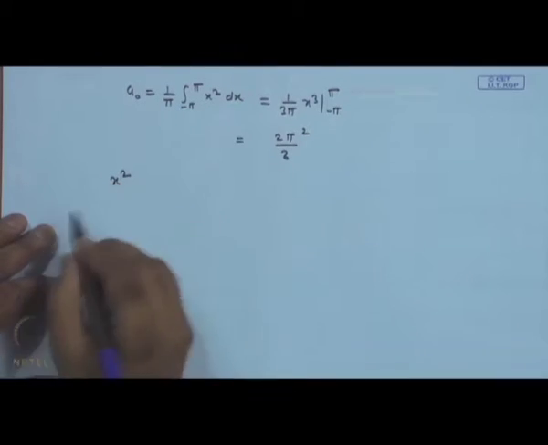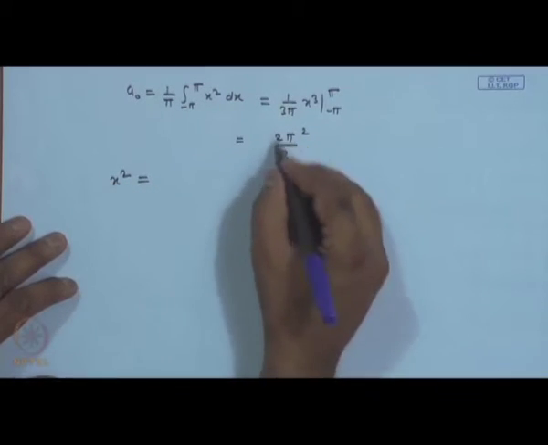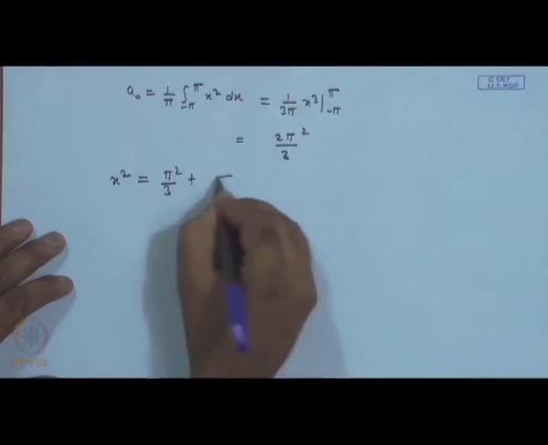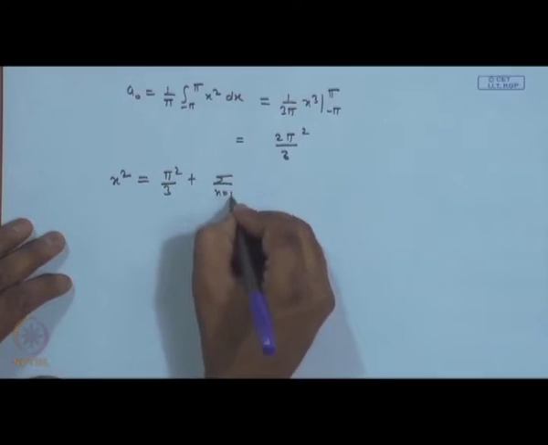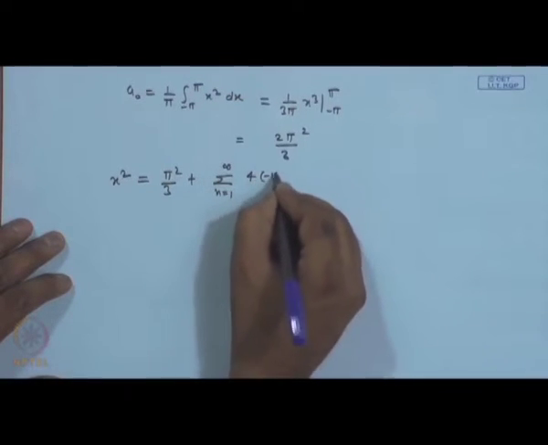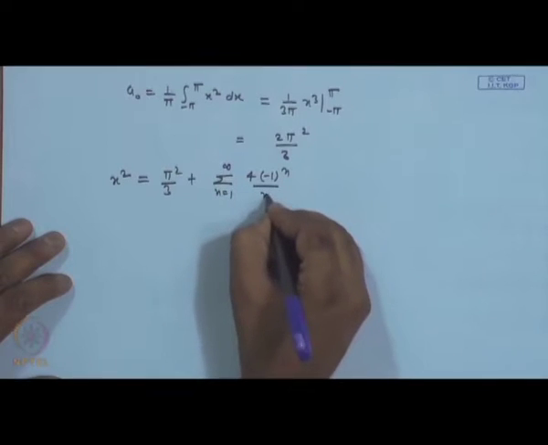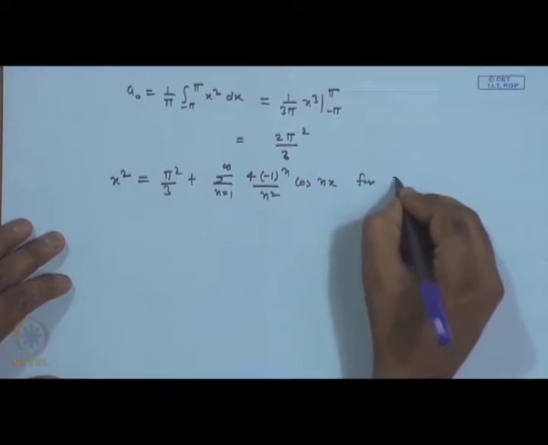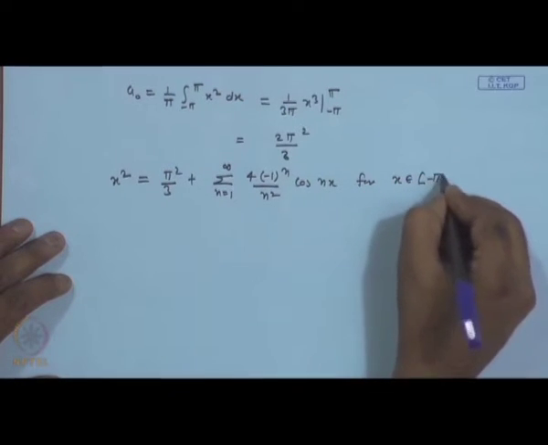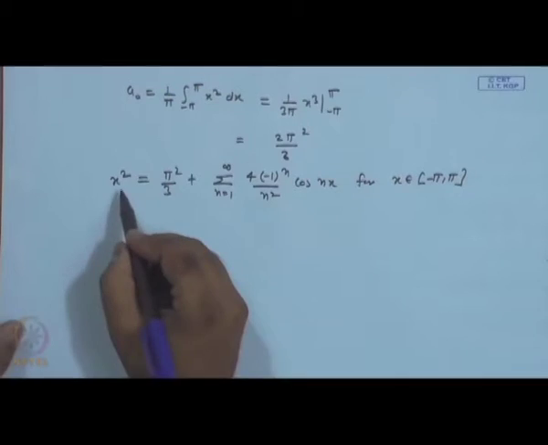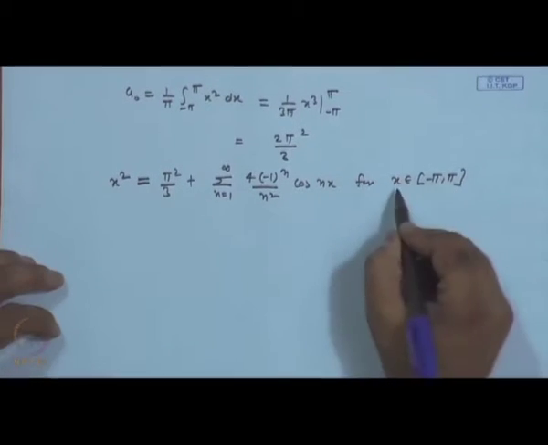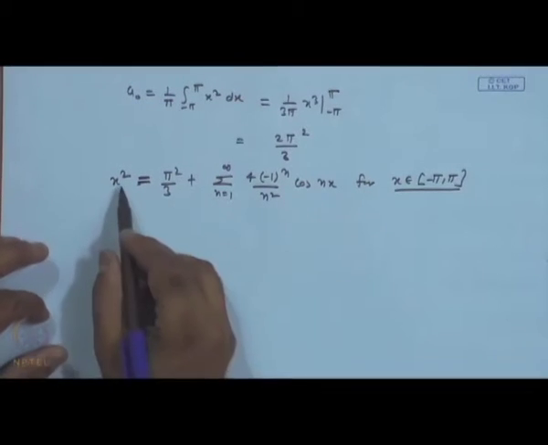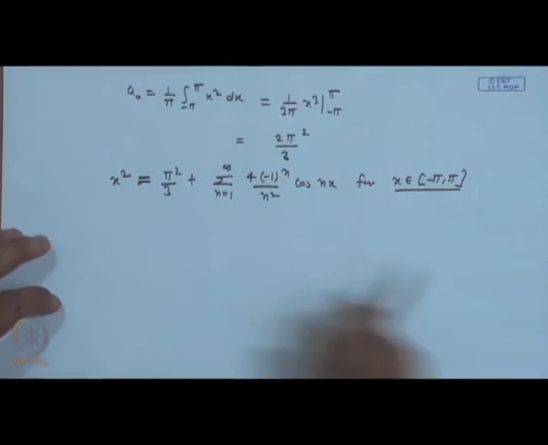So now we can write in that form. So we have this a naught by 2, so pi square by 3, and plus only the cosine terms. So n from 1 to infinity, we have this 4 minus 1 to the n over n square, and we have cos nx for x from minus pi to pi, and again the function is continuous. So we can have this equality of this series to x square.